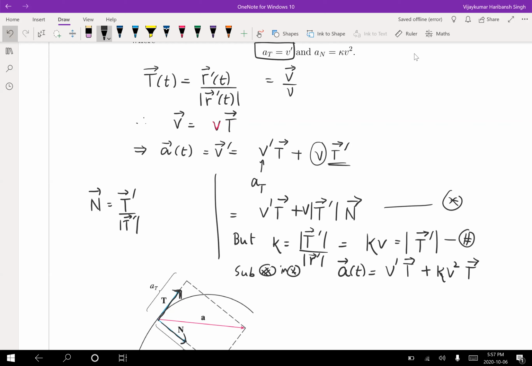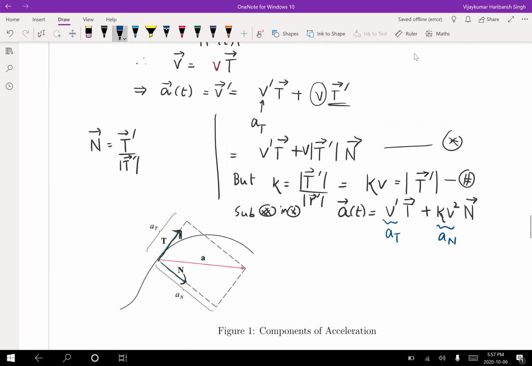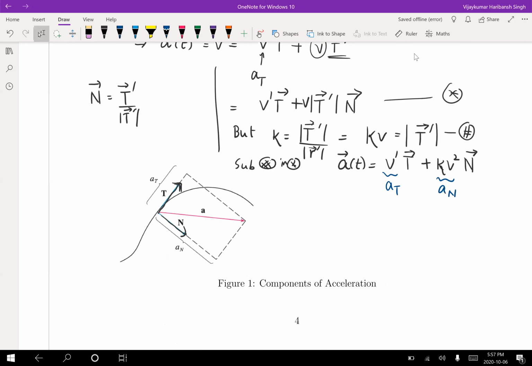So what is the tangential component? The tangential component is a_T, and the normal component is a_N. So whenever you have an acceleration, you're moving along and there are two components felt: the normal, which basically moves it inwards, and the tangential, which basically pushes it outwards. Okay.